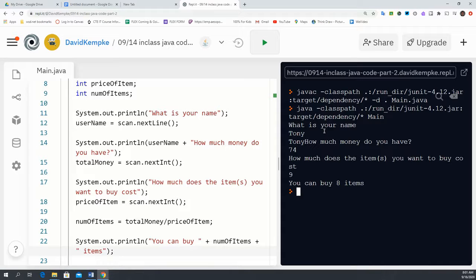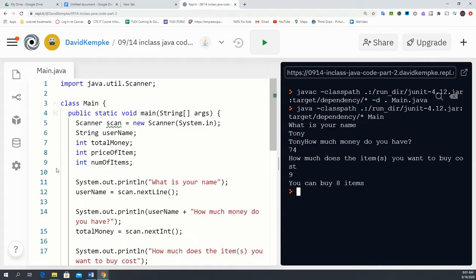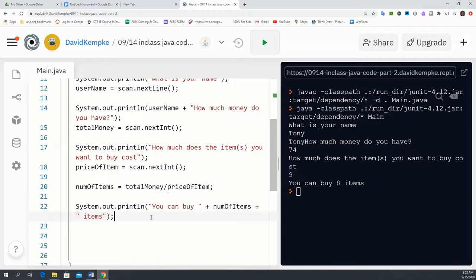Well, you might be saying, well, you did some rounding there, David. Well, the reason that we round is because in real life, you can't buy half of an item, and num of items is an integer here, so we do not want any rounding because integers can't round. They are only whole numbers. So 9 times 8, if you guys remember from math, is 72. So we have $2 left over, but we can buy a total of 8 items. So our math worked out pretty well there.